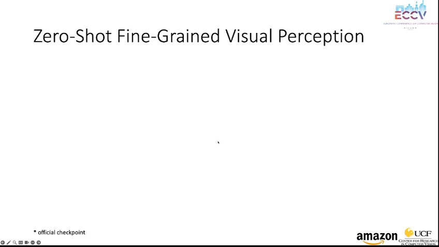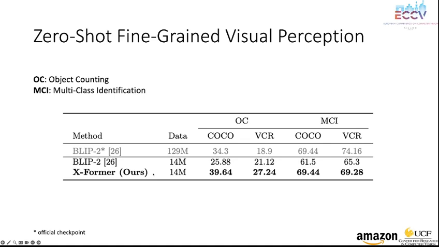Next, we show some zero-shot fine-grained visual perception evaluation on tasks of object counting and multi-class identification that require detailed visual understanding. Here we compare with BLIP-2 and show that our model significantly improves on the object counting tasks on both COCO and VCR datasets. Similarly, for multi-class identification, we see improvement compared to BLIP-2 using the best model.